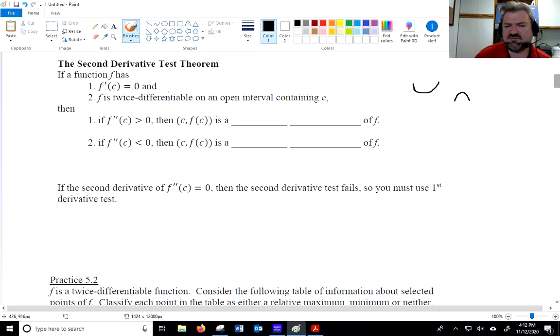Second, f needs to be twice differentiable on an open interval containing c. So we need more than just continuous or the first derivative on an open interval. We need it twice differentiable. And notice that there's no exception for the point c.